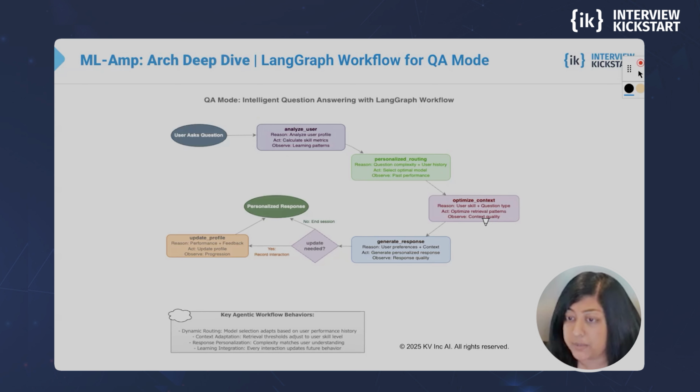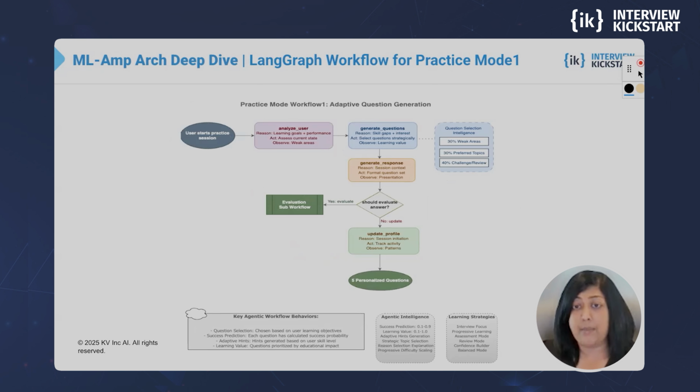Then I have the context optimizer. This is the retrieval model in play, right? This is the retrieval augmentation piece. Both of these agents take care of the RAG pieces of it. And if there's an update needed to the profile, the update profile agent takes care of it. If not, then a personalized response is returned to the user. So all of these agents are working together in close coordination to respond to the user asking a question in the QA mode. This is a workflow with these agents working together. Just reiterating how that was working in the ML apps context.